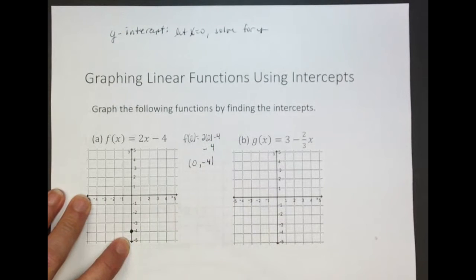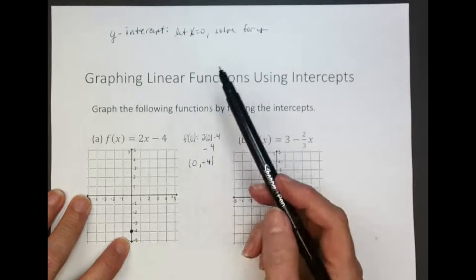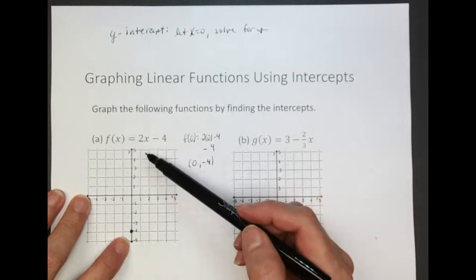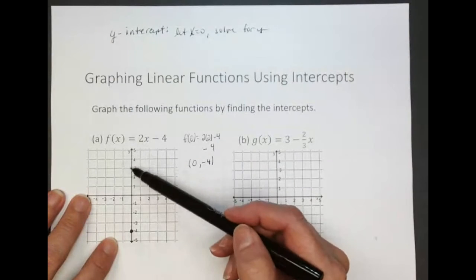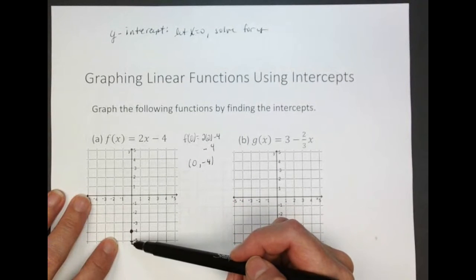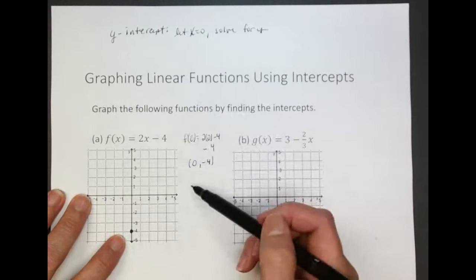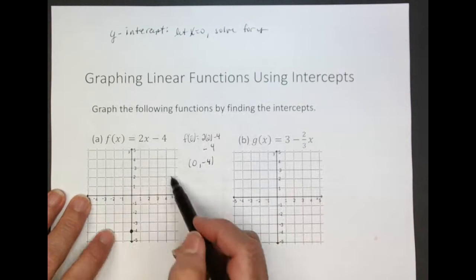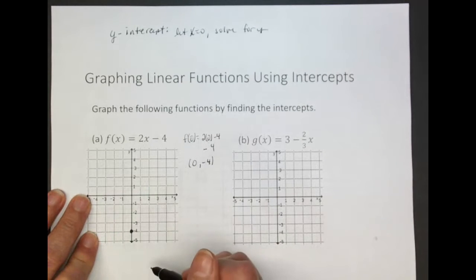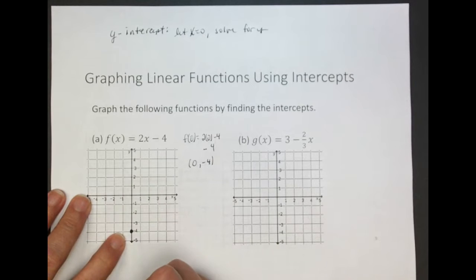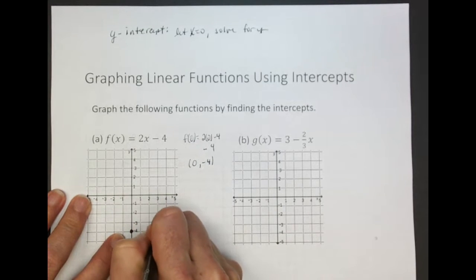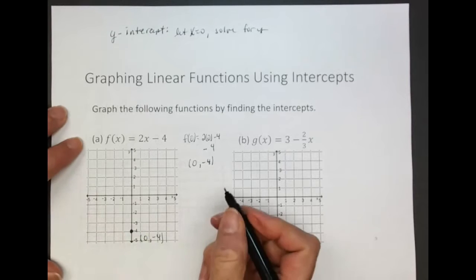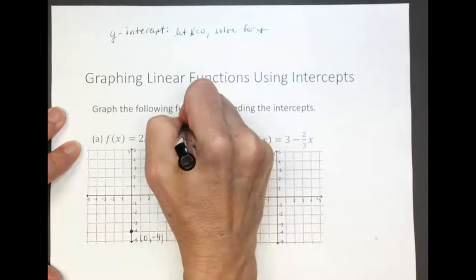So there's our y-intercept. And why do we let x equal 0 to find the y-intercept? Well, all the points on the y-axis have an x-coordinate of 0. So if we let x equal 0, we're going to find where this function will cross the y-axis. So the coordinates of that point are 0, negative 4. That was our y-intercept.